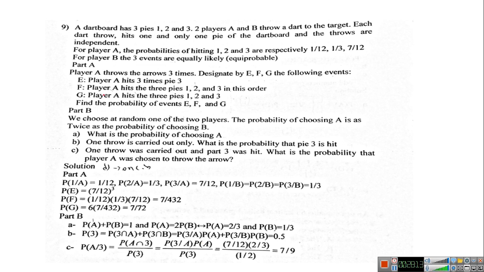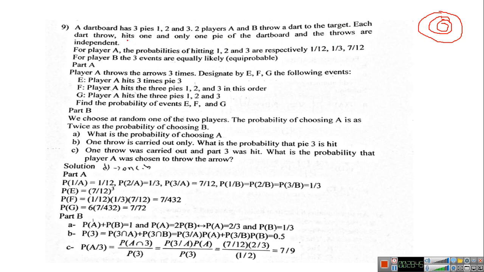Okay, now we're going to continue. A dartboard has 3 pies, 1, 2, 3. 2 players A and B throw a dart at the target. So I have 3 pies, 1, 2, and 3. You're going to hit a pie. You have 3 pies. You're going to throw a dart.